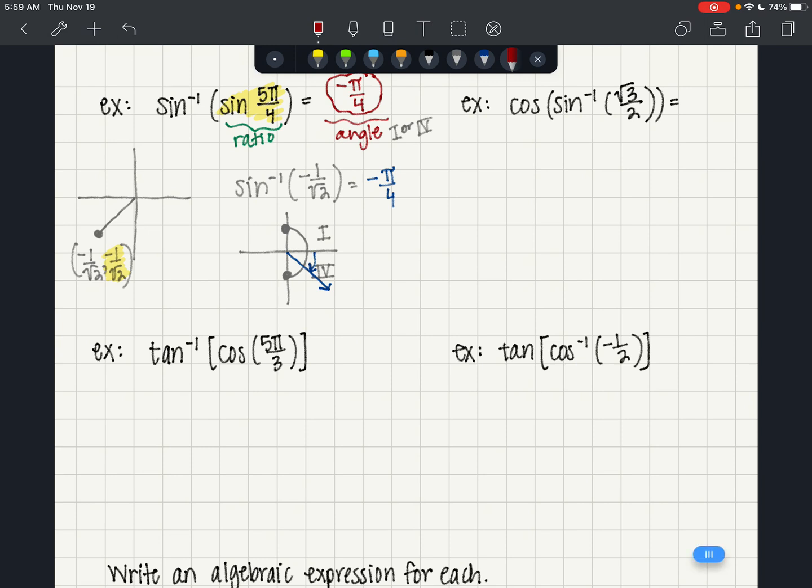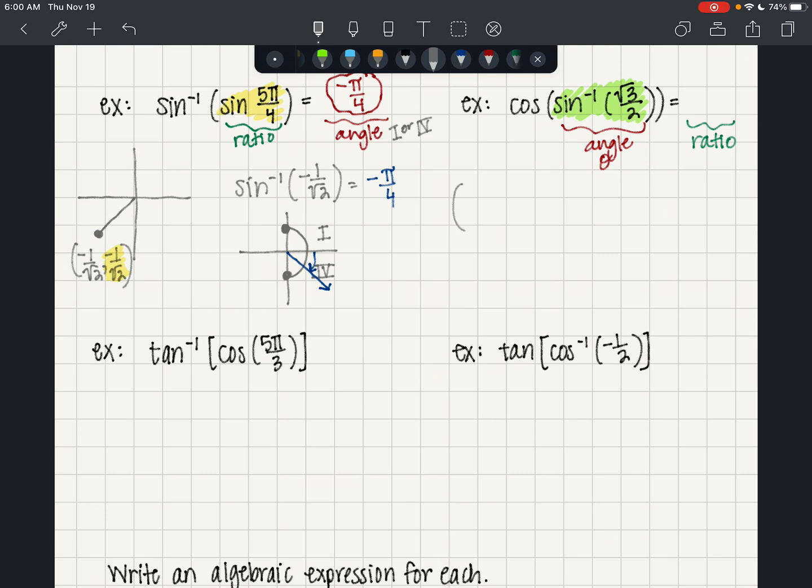Okay, cosine of the inverse sine of square root of 3 over 2. So think about this. What is this? What's the inverse sine of the square root of 3 over 2? Is it a ratio or is it an angle? This is an angle, some angle theta, and the cosine of an angle is a ratio. So can we determine what that angle is? We absolutely can determine that angle.